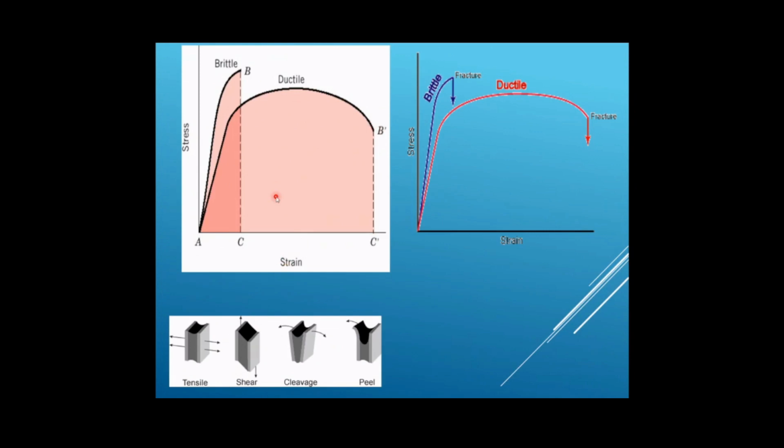So mainly, the fracture will be developed due to tensile load, shear load, and cleavage, and this is the peel mode of fracture.